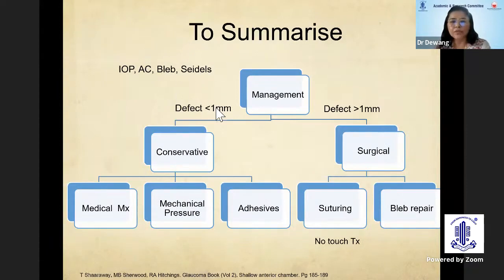In the interest of time, I would just like to summarize that for early bleb leaks, after doing a Seidel's test, we should first check for the defect. If it is on the smaller side, less than 1 mm, we should do conservative management. However, if the defect is on the larger side, a surgical repair is required.